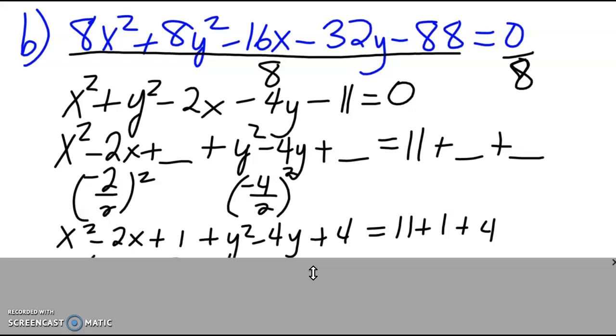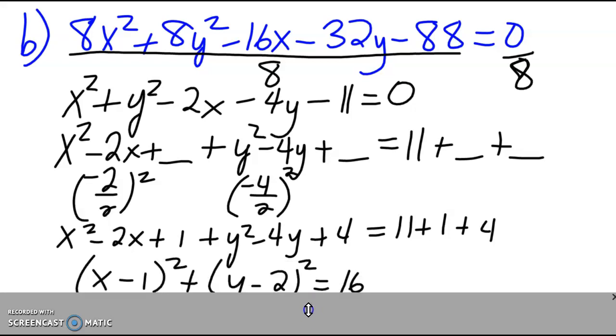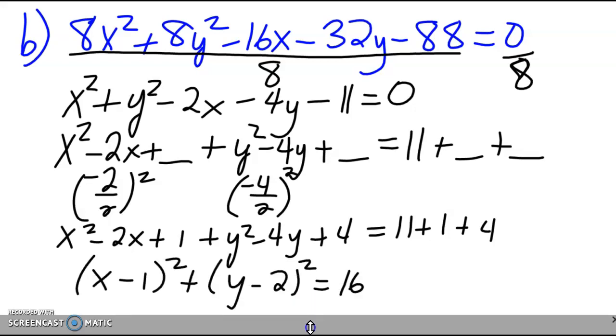Logan, what do we do now? You're going to factor on the left side and combine all your numbers on the right side. Okay, so what's my left side going to look like? X minus 1 squared plus y minus 2 squared, which is 16. Great. How did you get the minus 1 here? There's b over 2 on the left side. Okay, and then minus 2 here? There's b over 2 on the left side. Very good. Any questions on that?